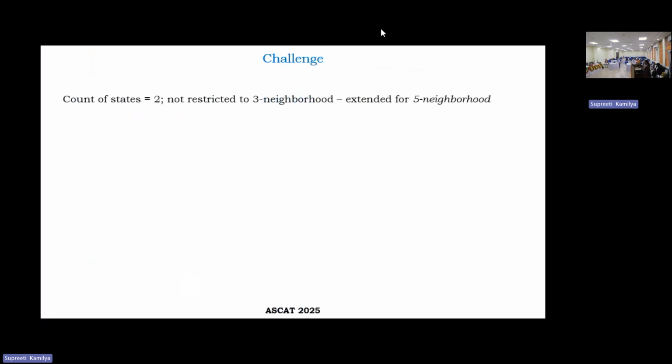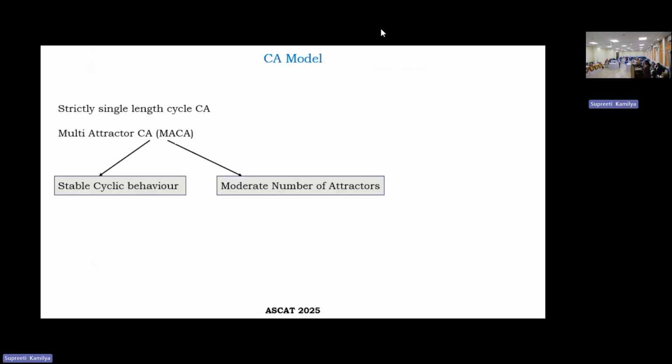Now the question is, more than one cycle means what? It can be exponentially growing? The answer should be no. So here we are looking for stable cyclic behavior. Stable cyclic behavior means that even if we increase the number of cells for a given rule, the number of cycles generated should be restricted, and definitely the number of attractors is also moderate.